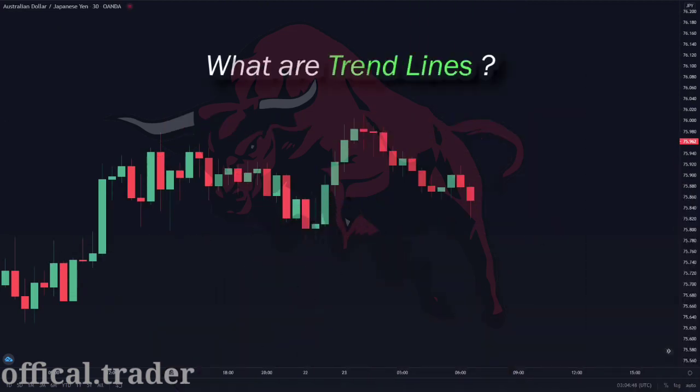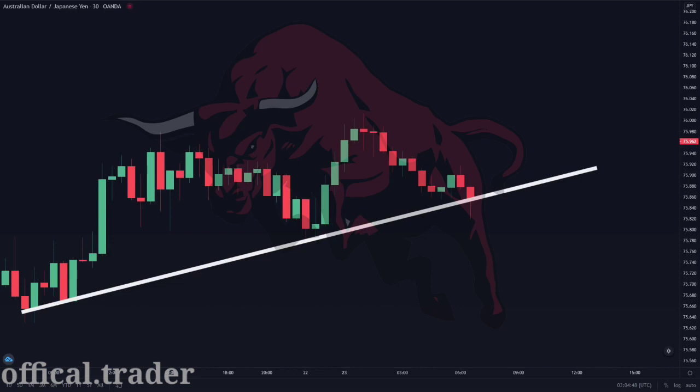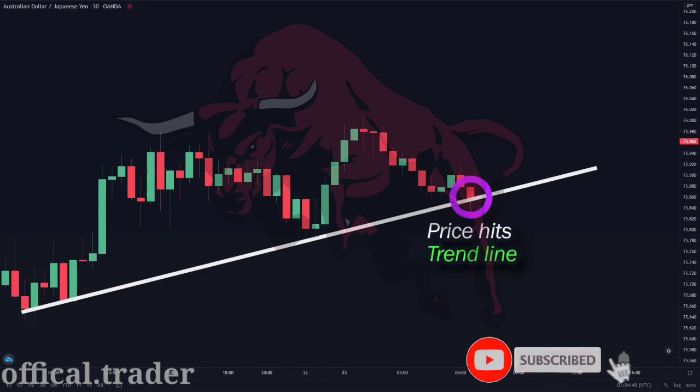First of all, what are trend lines? So trend lines are simply key levels that are formed in a trending market. And the reason we draw them is because usually, when the price approaches these key levels, it can offer you multiple high win rate trade opportunities.